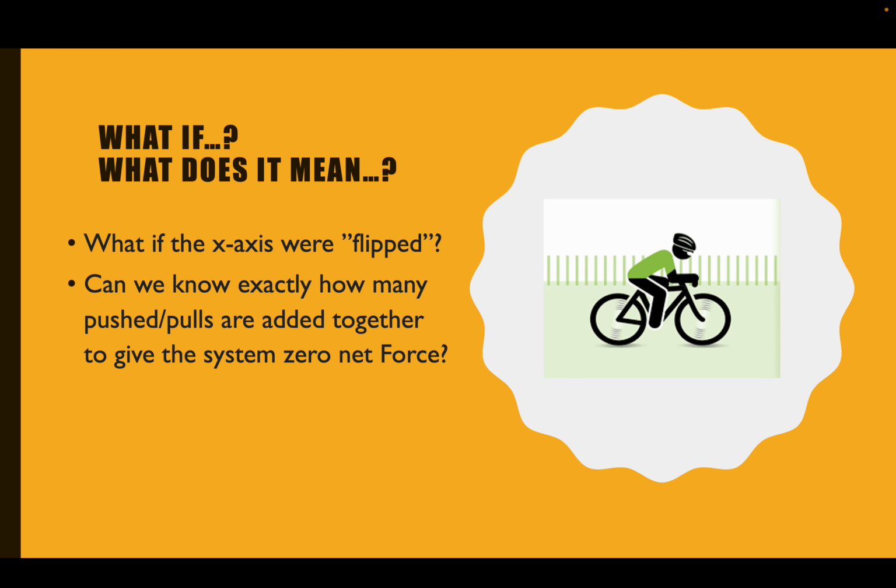Second of all, can we know exactly how many pushes or pulls or forces were added together to give the system a zero net force with constant velocity? The answer to that is no. We cannot know because it is impossible to calculate the friction, the gravity, the air resistance, or any other force that was acting upon the ball by a single observation as we did in this experiment.